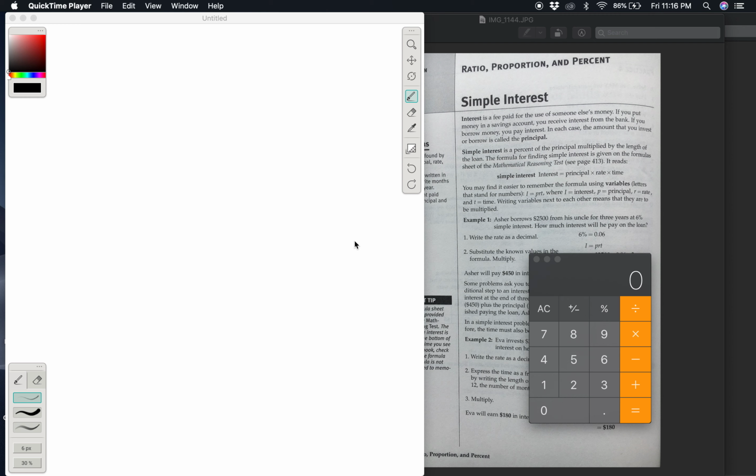Hey everybody, welcome to another lesson here. This is still in the ratio, proportion, and percent category, but this lesson is about simple interest, which is page 272 in the GED book.